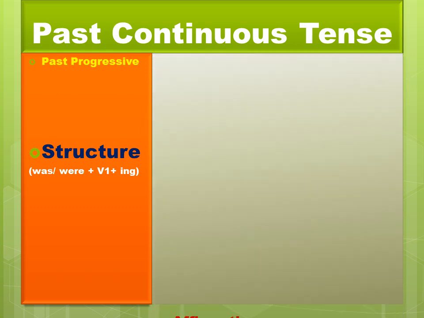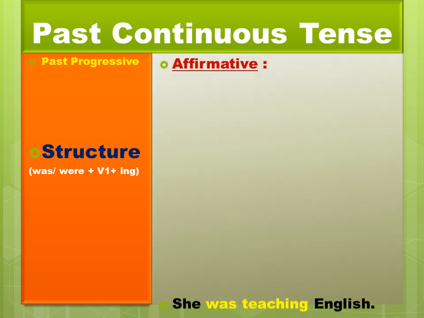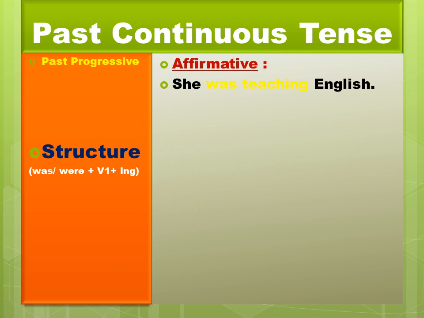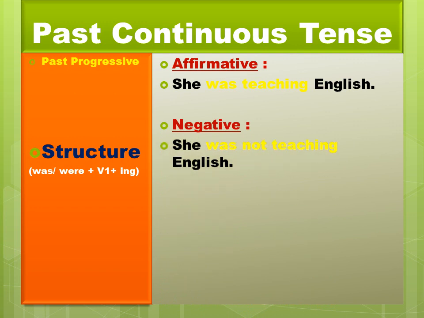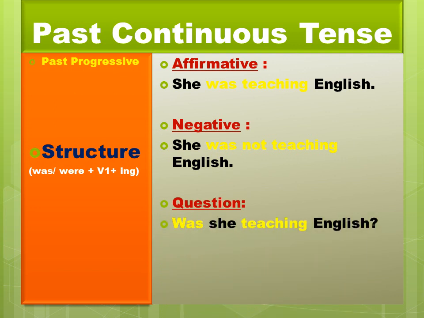Now let's learn how to frame an affirmative sentence. She was teaching English. Negative statement. She was not teaching English. A question. Was she teaching English? Or we can also frame it like, wasn't she teaching English? Negatives are made with not, and questions are indicated by inverting the subject and was or were.